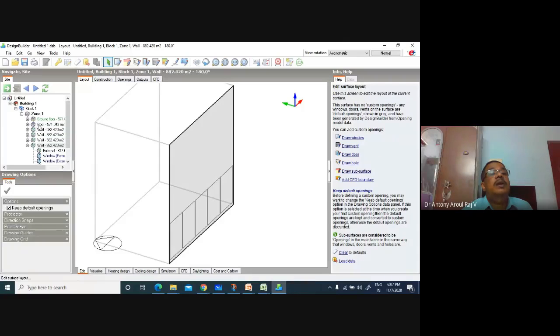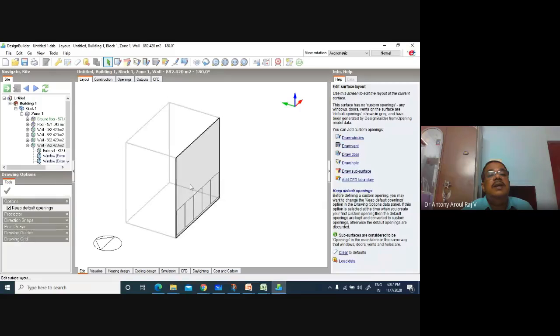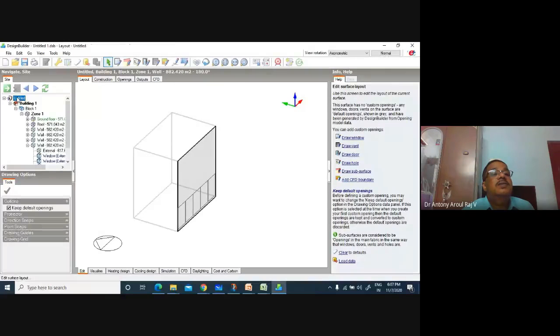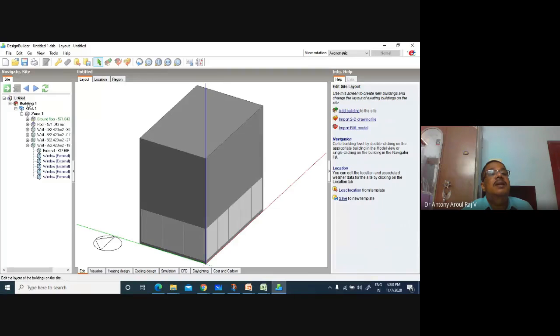I told you that all the walls, roof, and ground floor put together form a zone or room, and a group of rooms put together forms a floor. But here we are presenting only one small building. If you want to do the external CFD analysis, you have to start with the site. First you will have the site, then the building, then the floors, and in the floors you will have the rooms. So that is sufficient.